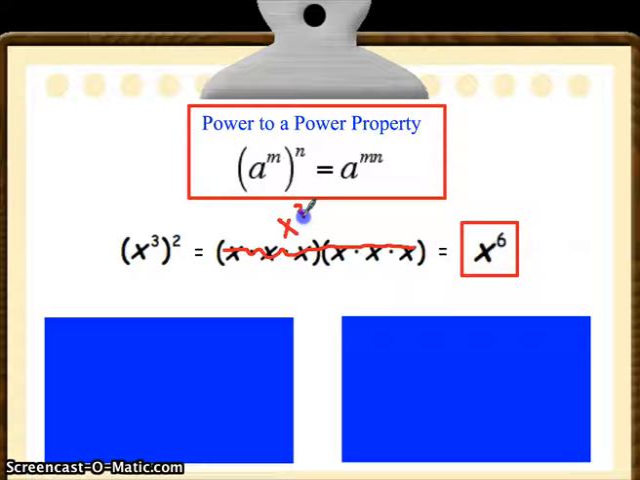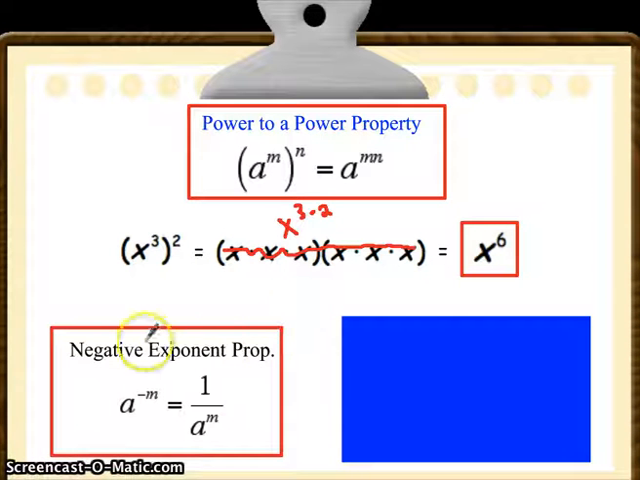This becomes x to the 3 times 2, which basically, again, is x to the sixth power. Gives you a nice shortcut for power to a power. That's the one that you're probably going to want to know the name of, versus all these other properties, such as the negative exponent property that we just talked about a minute ago. A to the negative m equals 1 over a to the m. You can flip that over.